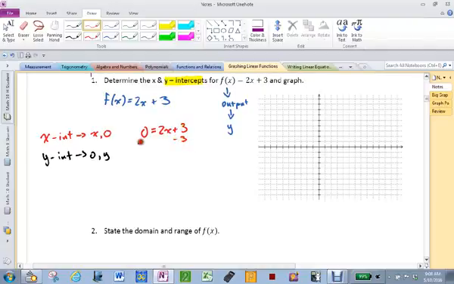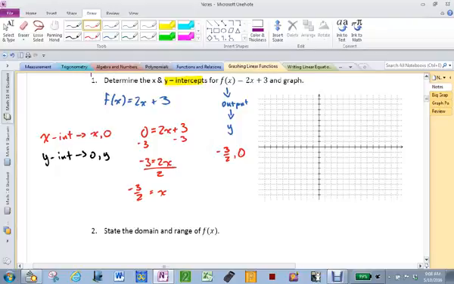I'm going to do it the long way. Negative 3 equals 2x. Divide by 2. X equals negative 3 halves. Is everyone okay with that? Do I now have an x-intercept? Yes. What is it? Negative 3 halves, comma 0. Everyone cool?